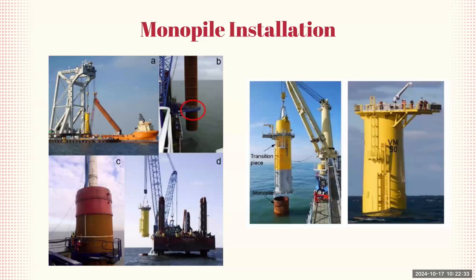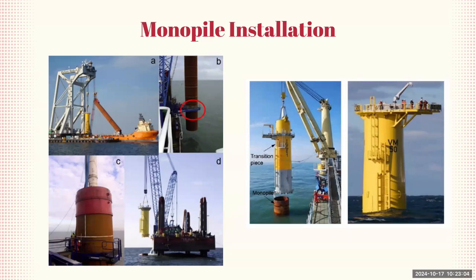In the top left image, which is image A, you can see that the monopile is being lifted by a crane from a specialized vessel. In the next image B, the monopile is being carefully positioned at its installation point in the seabed. The bottom left images, images C and D, show the driving process, where the monopile is being hammered deep into the seabed. This process requires precision and powerful equipment to ensure that the monopile is securely fixed in place.